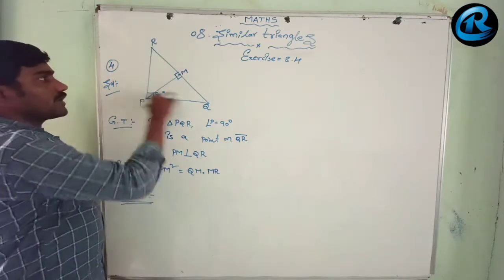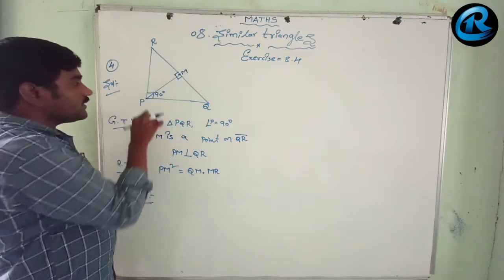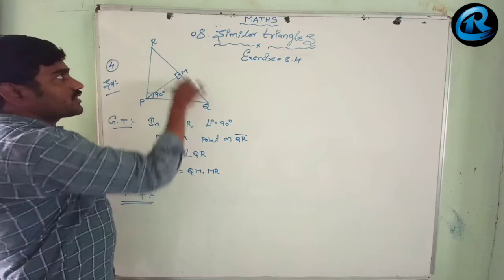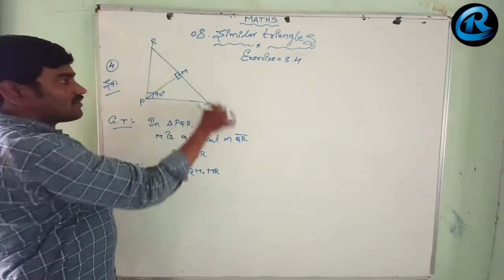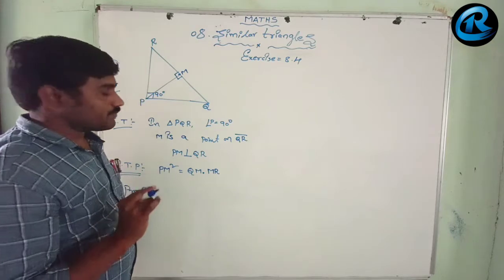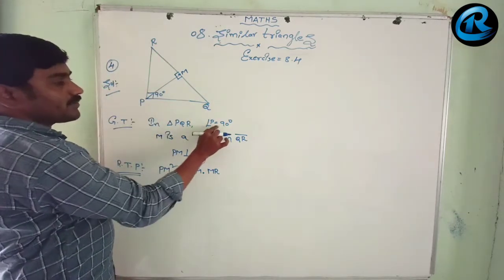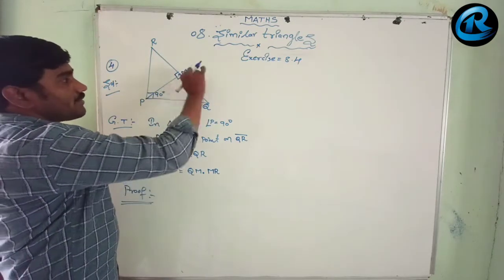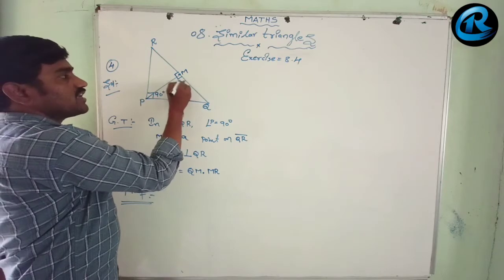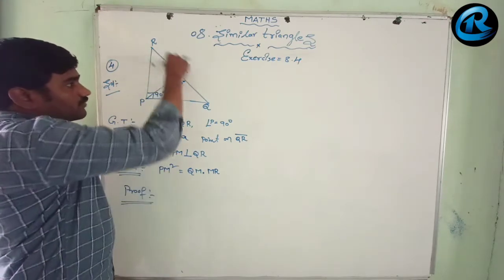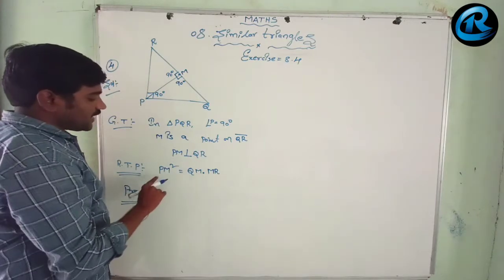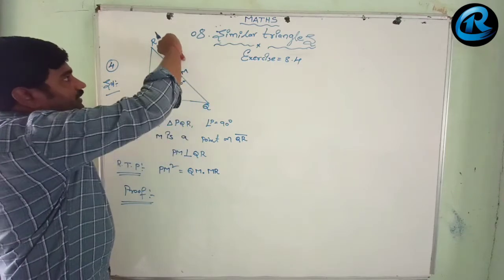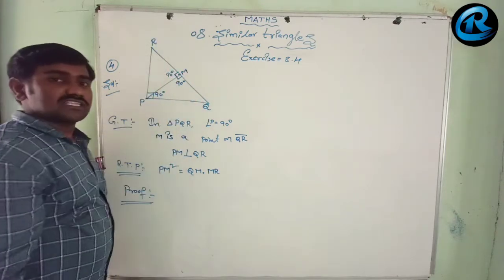Suppose you draw a triangle PQR, but P you have to locate as the right angle, and Q and R you can locate here or here, where Q and R will come as the rest of the two vertices. So it is a triangle PQR where angle P equal to 90 degrees. M is a point on QR, and PM is perpendicular to QR. So what we need to prove is that PM square is equal to QM into MR. QM into MR. This is what we need to prove.